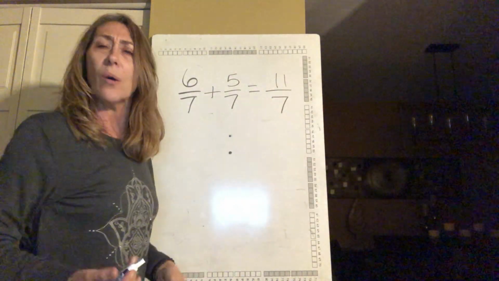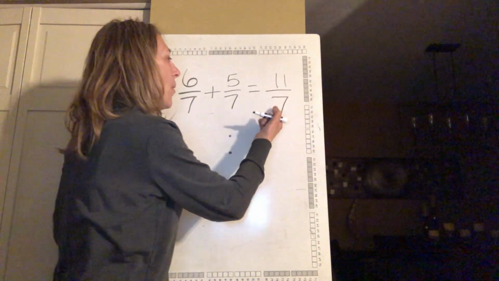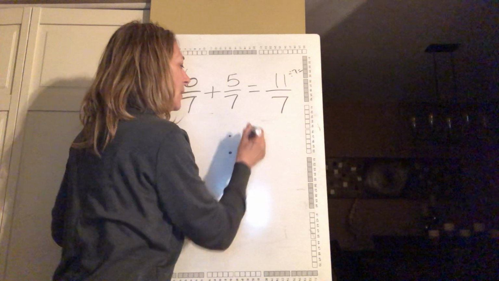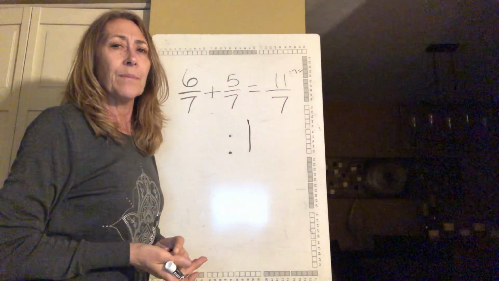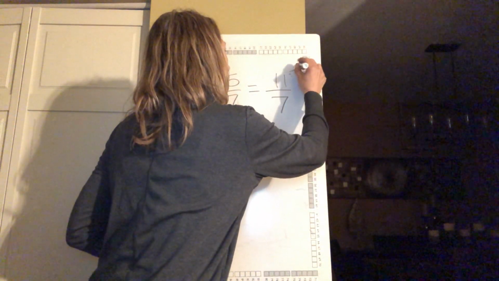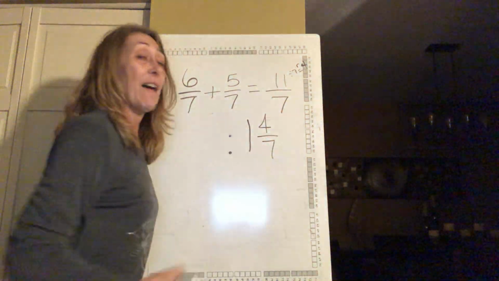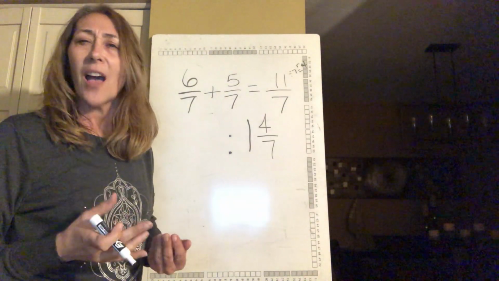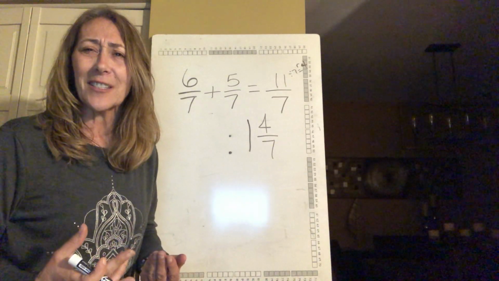Fraction greater than a whole, we're going to turn into a mixed number. So how many 7s are in 11? Divided by 7 equals 1. And what is my remainder? 4. One and 4/7. We're going to do something with this tomorrow that's going to just be like so cool. You're going to love fractions.